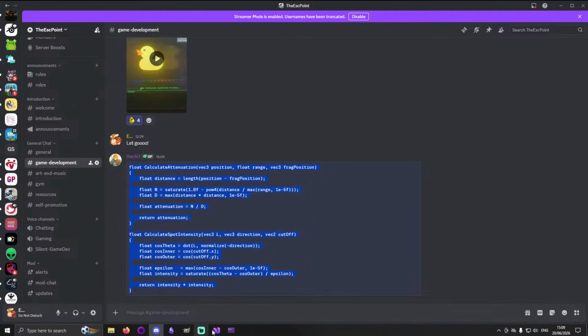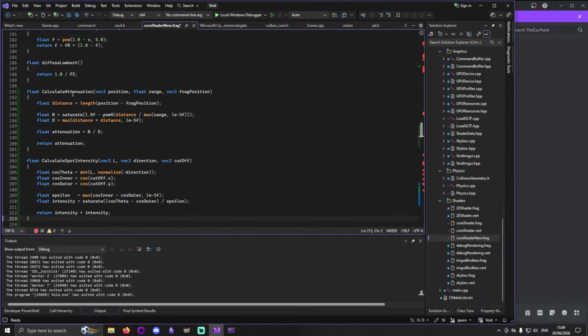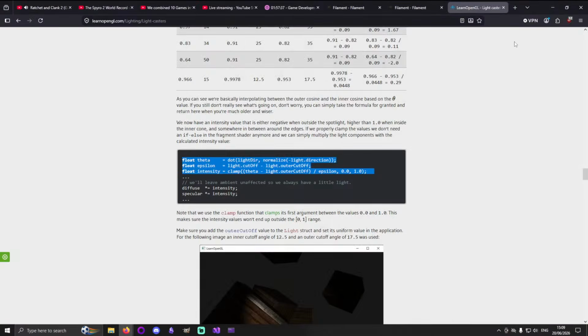Okay, so I'm going to throw this in. I'm not going to copy it 100%. I'm just going to put it in one place. Okay, so it's the fragment shader, and then we've got range. So I see, okay, I'm starting to see this now. Power 4, which looks like it's closer to the maths.